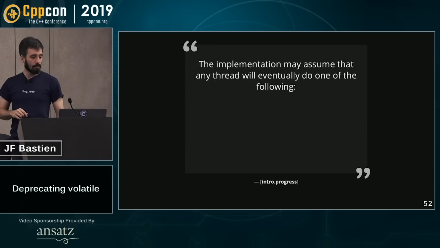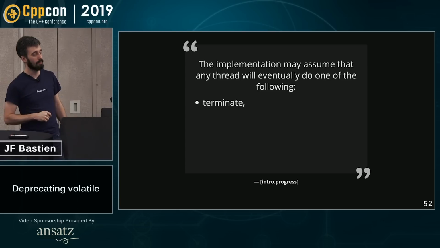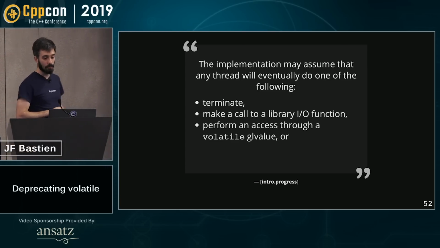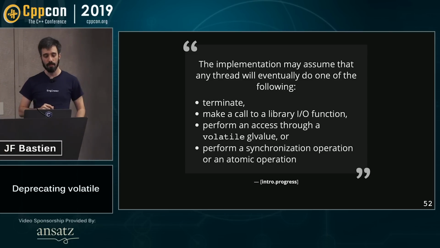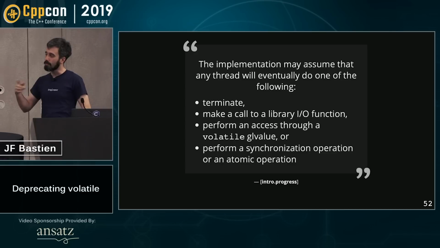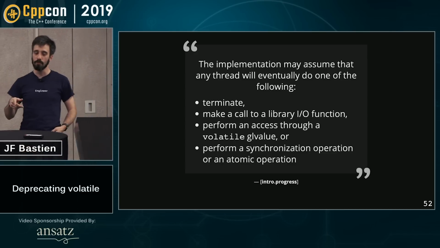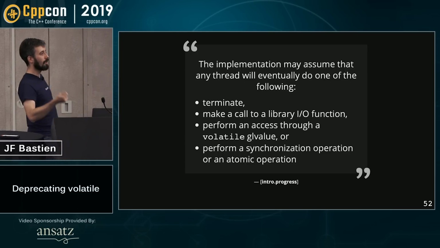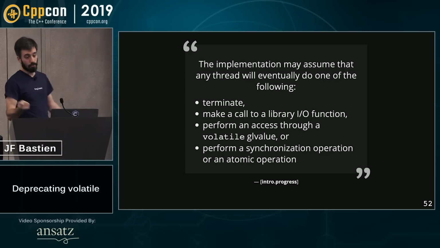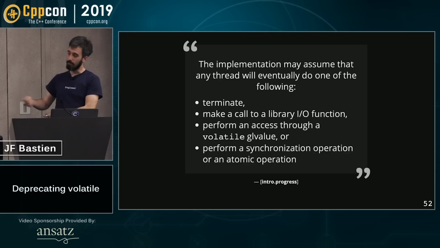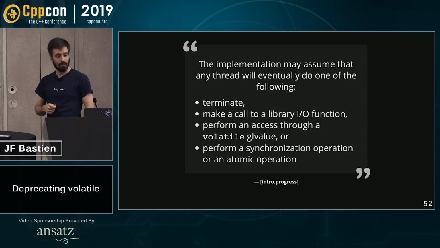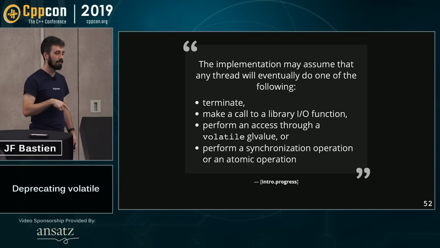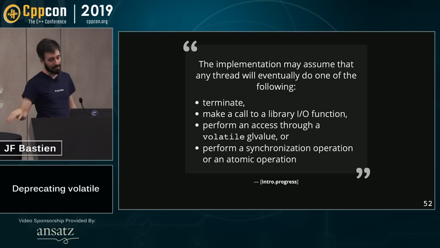Okay, something else. The implementation may assume that any thread will eventually do one of the following: terminate, make a call to a library I/O function, perform an access through a volatile glvalue, or perform a synchronization operation or atomic operation. So this is the no infinite loop rule, right? If you write an infinite loop, the compiler does away with it. The reason is because it's applying this to the letter. So if you want it to not eliminate your loop, you could call exit in there, you could write to stdout, you could put a volatile thing, or perform a synchronization operation. Now, is relaxed atomic a synchronization operation? Great question. I'll let you read the standard.